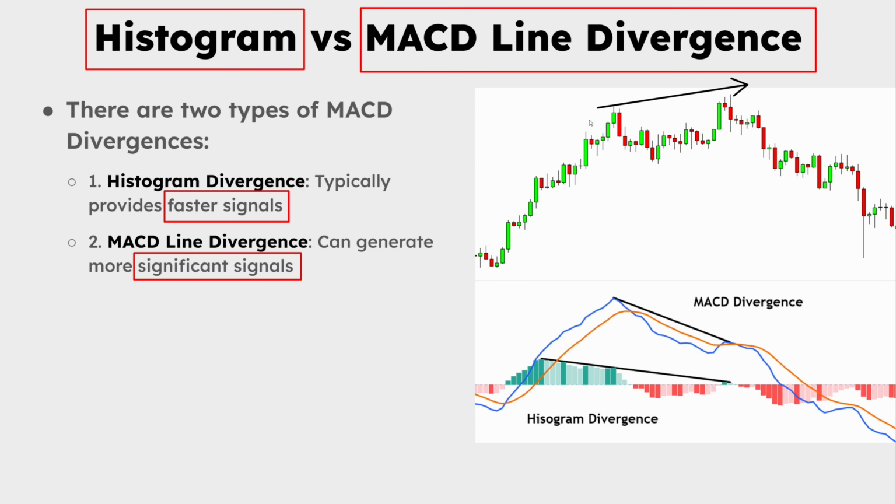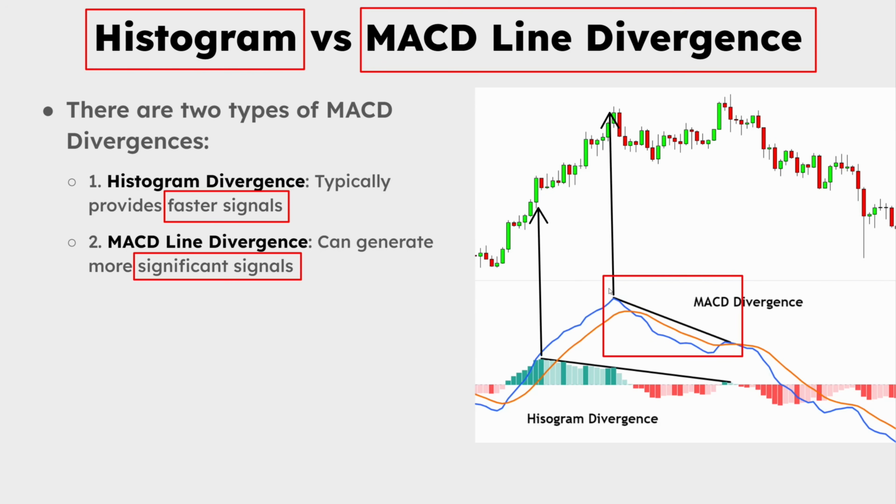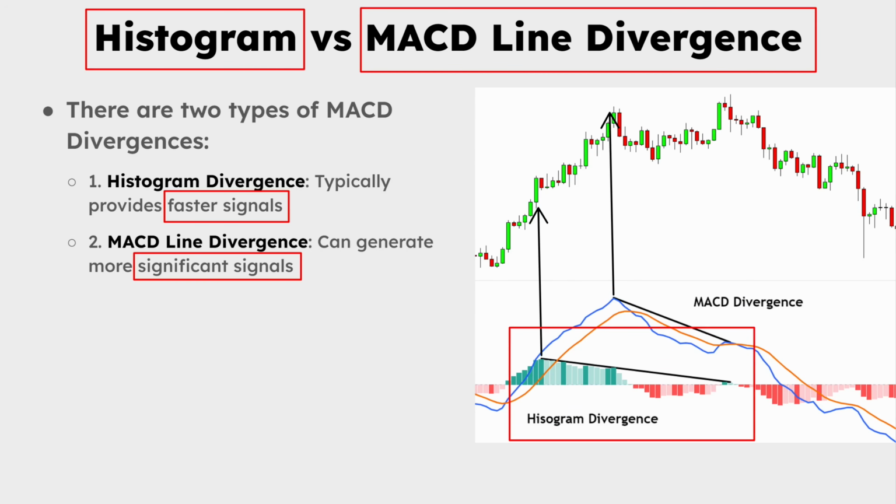But for now, what I want you guys to see here is that the MACD divergence starts here earlier compared to the line divergence. So when we talk about the MACD line divergence, we are looking at the difference between this high and this high compared to this high and this high. And when we talk about the MACD histogram divergence, we talk about the difference between this high and this high, this high and this high.